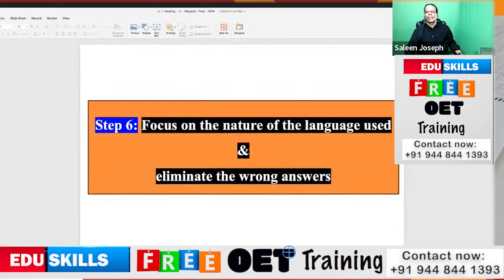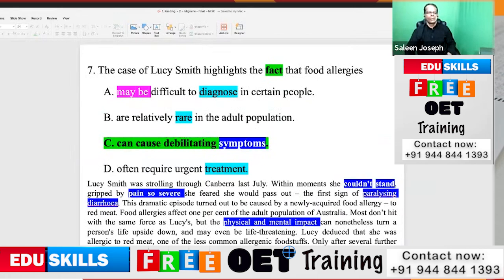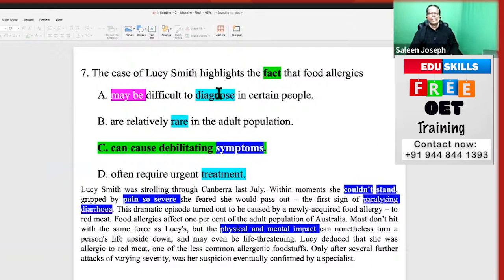Step 6: focus on the nature of the language used and eliminate the wrong answers. That is to say, even without going into the text, you will be able to do that. Now here, as I said, fact maybe is the opinion. Then rare prevalence can cause debilitating symptoms. Can means a possibility. Factual possibility often require urgent treatment. That's again speaking about them. The keywords here: couldn't stand, pain so severe, paralyzing diarrhea, physical and mental impact. All speak about symptoms. Now we will check out the answer options.